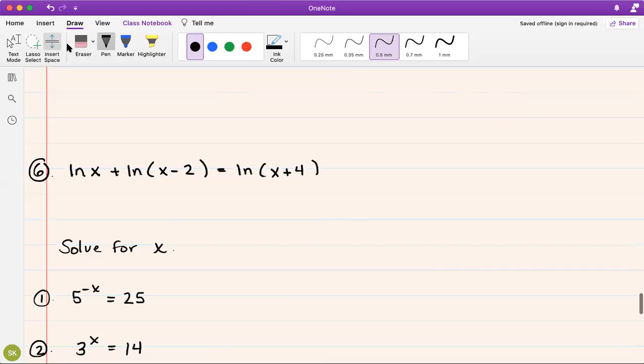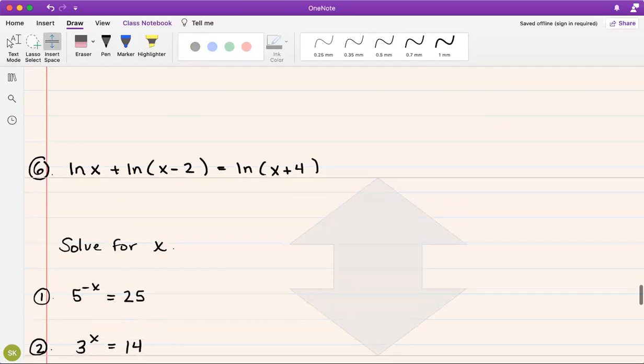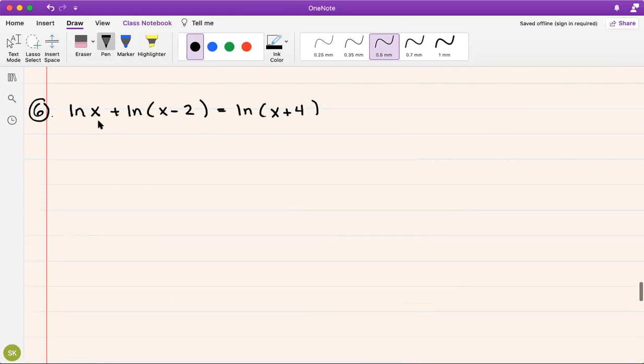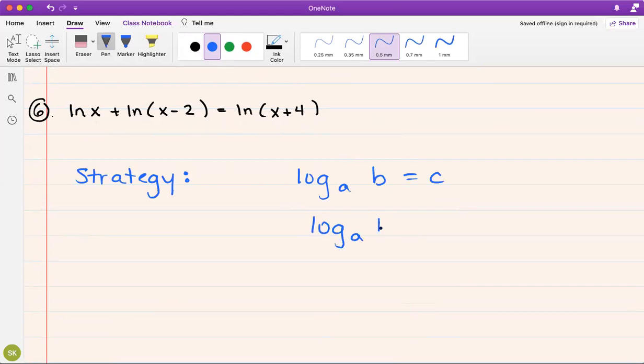Okay, here's the last problem in that set. We have ln of x plus ln of x minus 2 is equal to ln of x plus 4. So this is an example of where we have logs for everything. Now, I mentioned that we had two strategies. We can get log base a of b is equal to c, or log base a of b is equal to log base a of c.